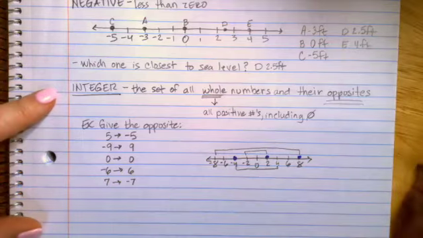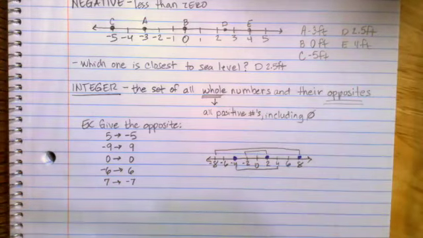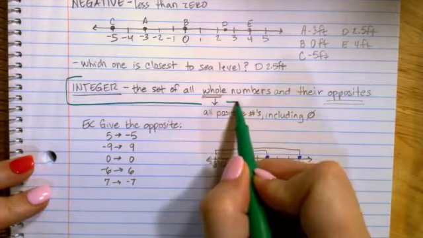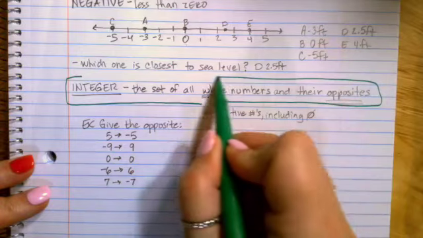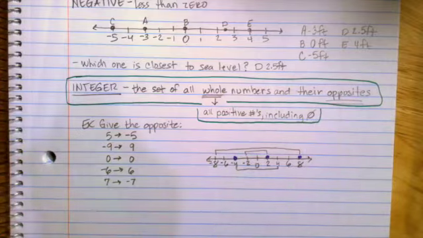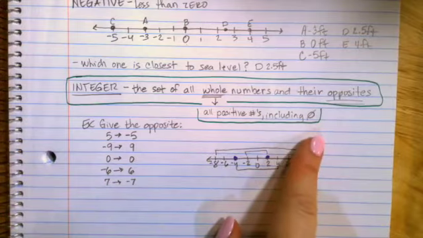Okay, one more time, I just want to reiterate this, that an integer is the set of all whole numbers and their opposites. And whole numbers are all positive numbers, including 0.